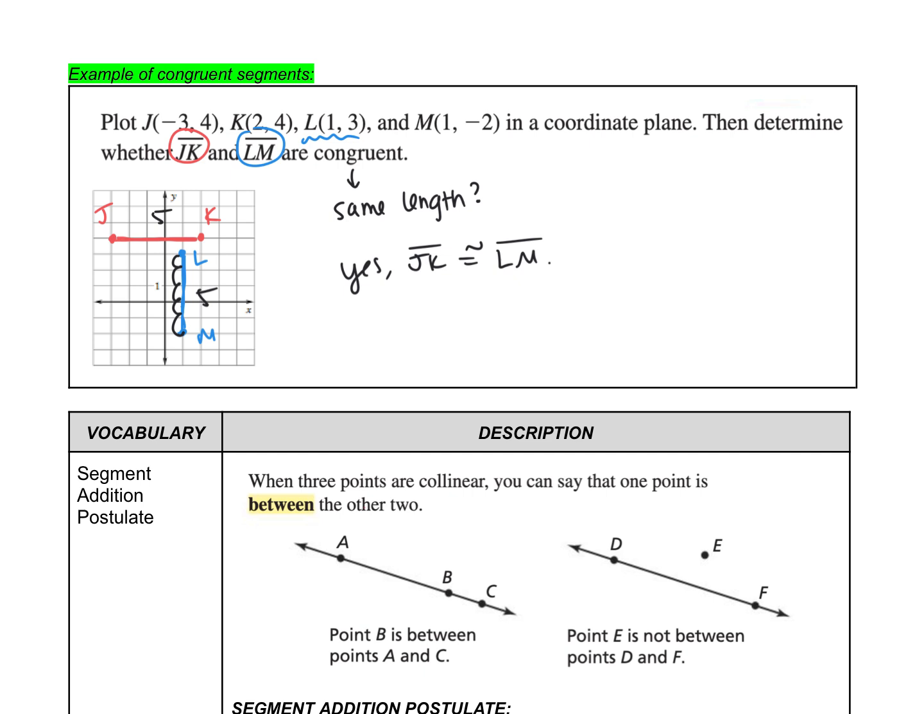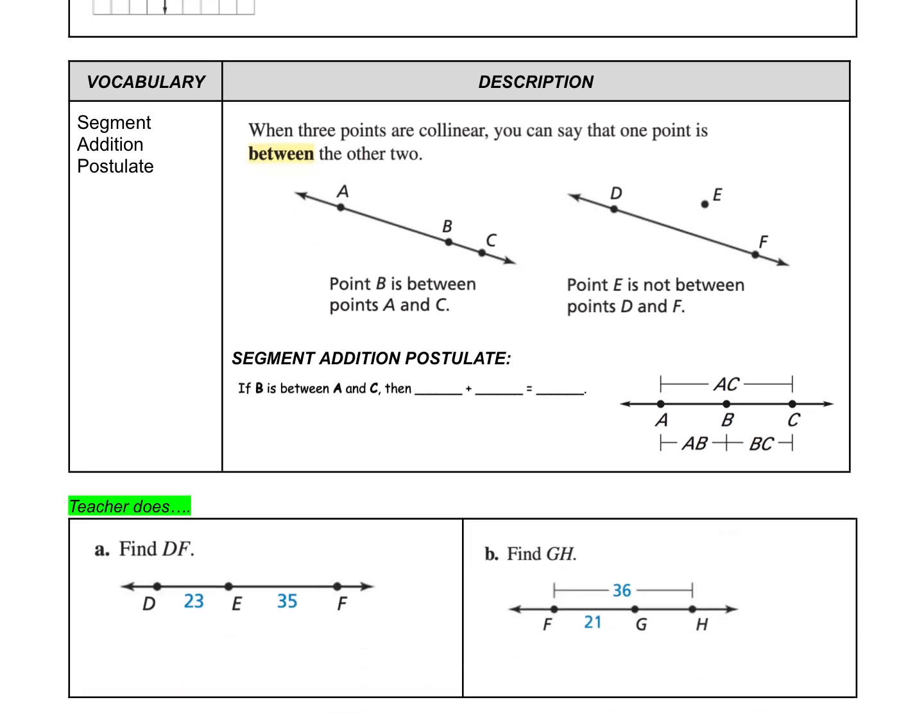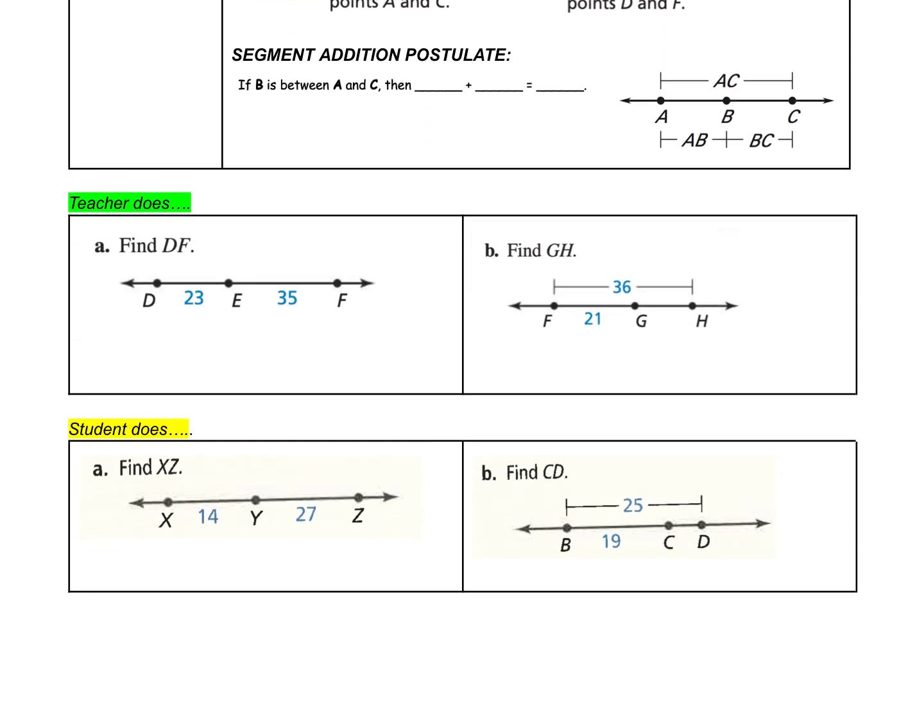Questions before the last thing? Okay. We are just going to skip this postulate because I think it makes intuitive sense. So we're just going to look at the examples. If we look at this first example, we're finding DF. So we're finding this length. What do you think we have to do? Just add, right? I have 23 here and 35 here. So the total DF is going to happen when I add those together, which gives me 58.